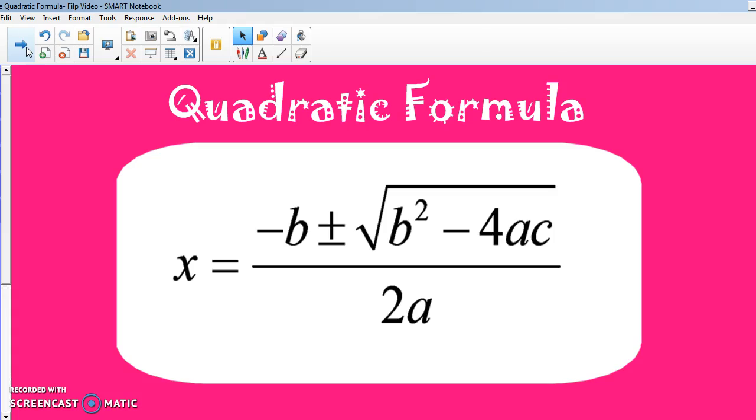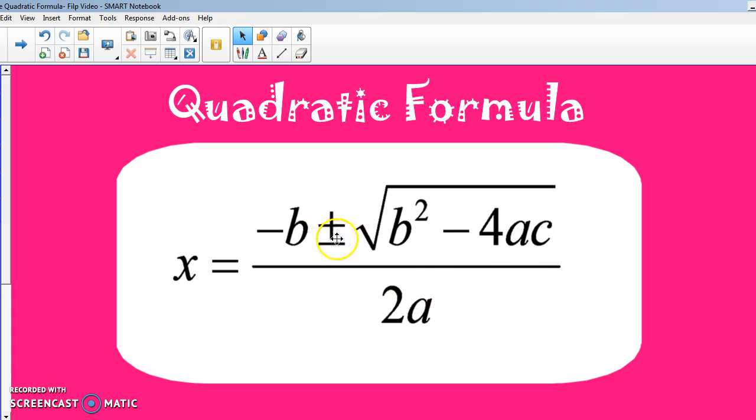So the quadratic formula is x equals negative b plus or minus the square root of b squared minus 4ac, all divided by 2a. So it's very, very important when you're doing problems that you divide the entire thing by 2a and not just part of it by 2a.